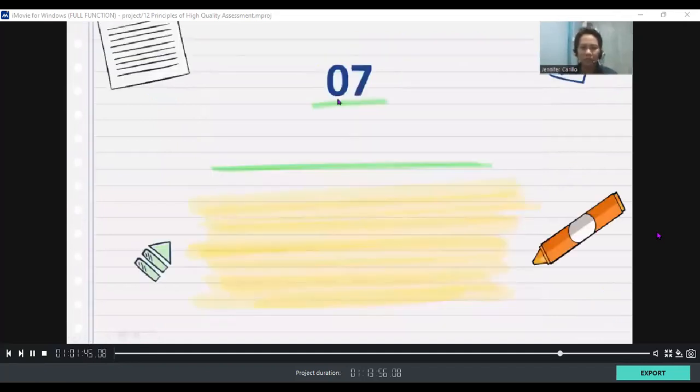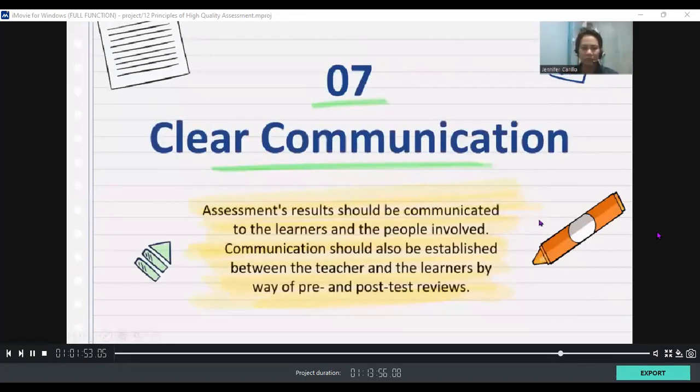So the seventh principle to establish high quality assessment is clear communication. So this means assessment results should be communicated to the learners and the people involved. So communication should also be established between the teacher and the learners by way of pre-test and post-test review. So that means kanang mohatag ka o i-communicate nimo ang mga instructions, directions. Also, i-communicate sa nimo ang result sa mga learners and to the parents.